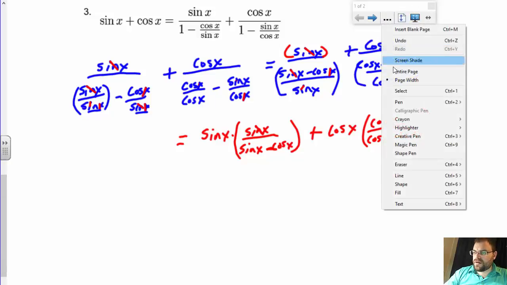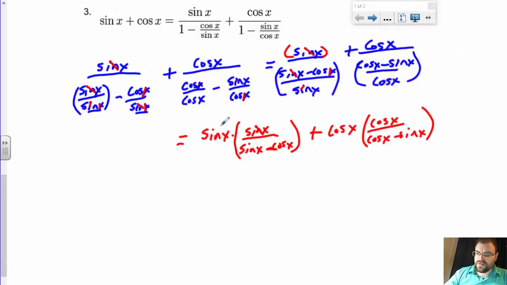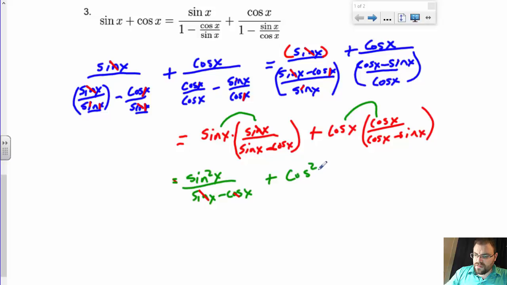so what we're going to do here is distribute. So sine of x times sine of x is sine squared x over sine of x minus cosine of x. And then we're going to get plus cosine of x times this is cosine squared x over cosine of x minus sine of x. All right. Now, I don't have a common denominator here, and I still have to add these two fractions. But I can see this is sine of x minus cosine, and this is cosine minus sine. So, this is kind of what was throwing me off.